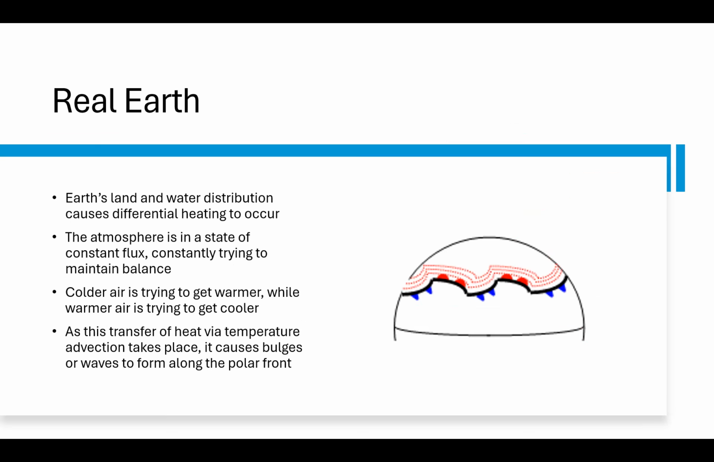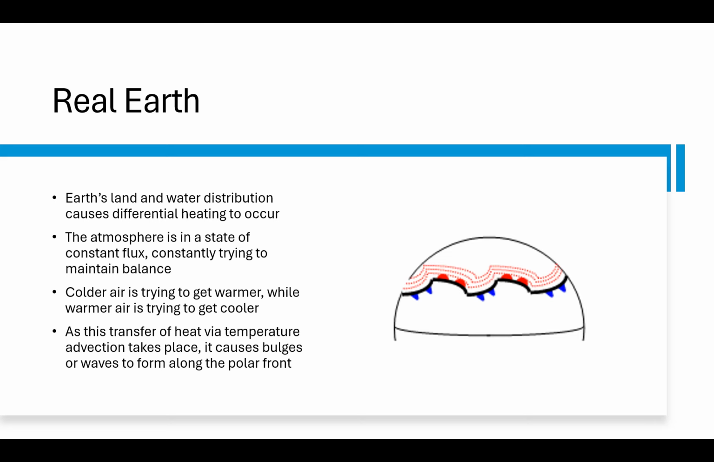However, on the real Earth, we have land and water distribution. We have land masses, right? And these land masses and this water are going to heat and cool much differently. This causes that difference in heating. Now, the atmosphere is in a state of constant change, or flux, constantly trying to maintain balance. Colder air is trying to get warmer or move south, while warmer air is trying to get cooler and move north. As this transfer of heat via temperature advection takes place, it causes these bulges or waves to form along the polar front.